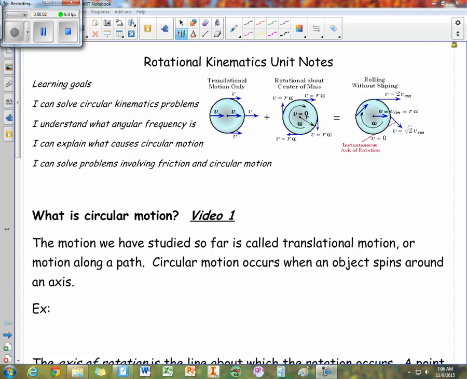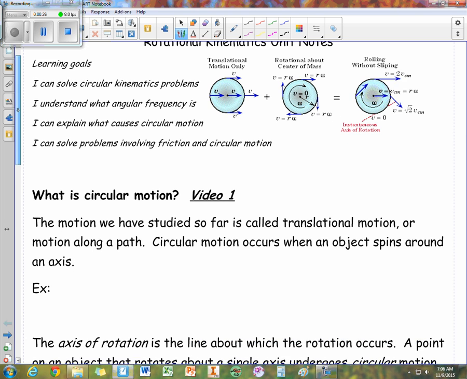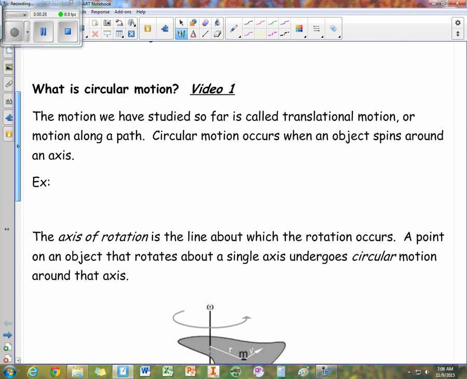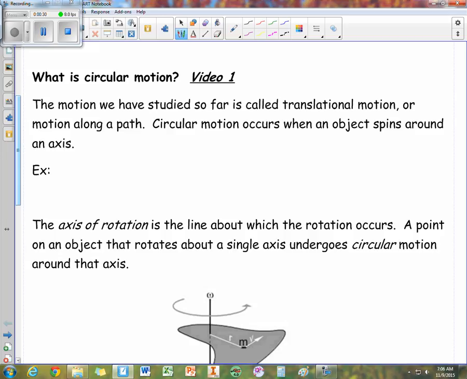This is our first video in rotational kinematics. Now, for this entire unit, the learning goals I want you to be able to do will be to solve circular kinematics problems, understand what angular frequency is, explain what causes circular motion, and be able to solve problems that involve both friction and circular motion.